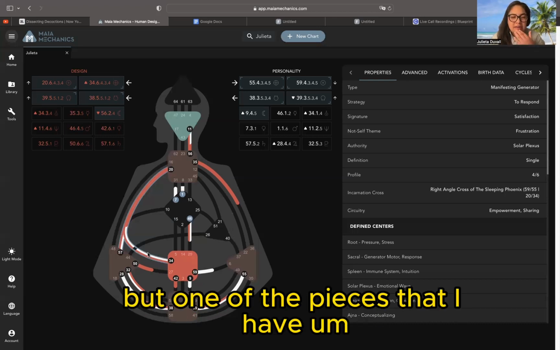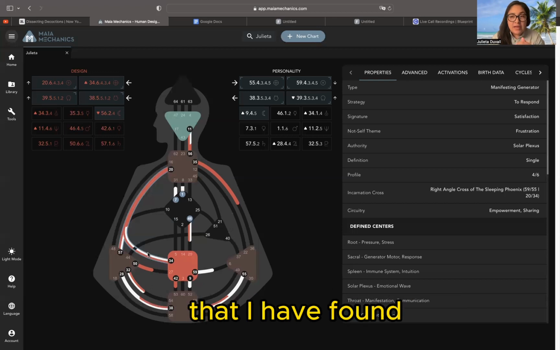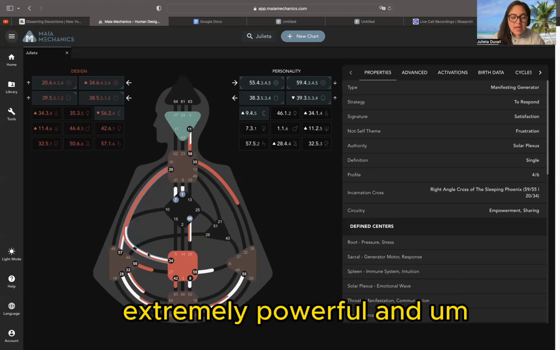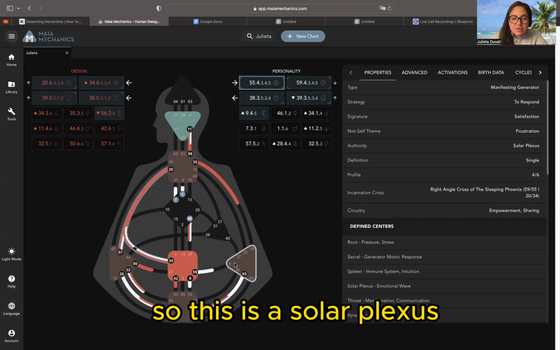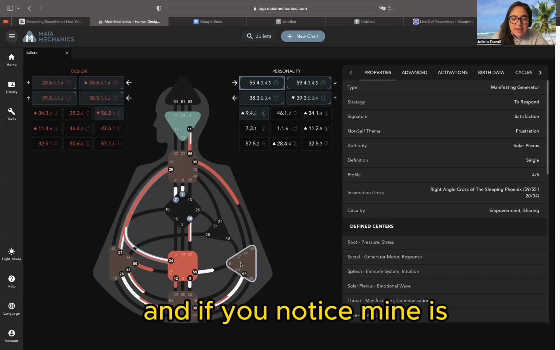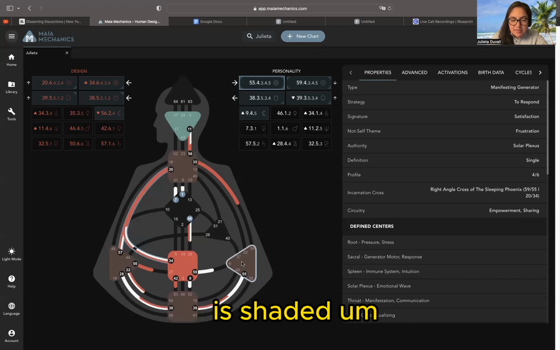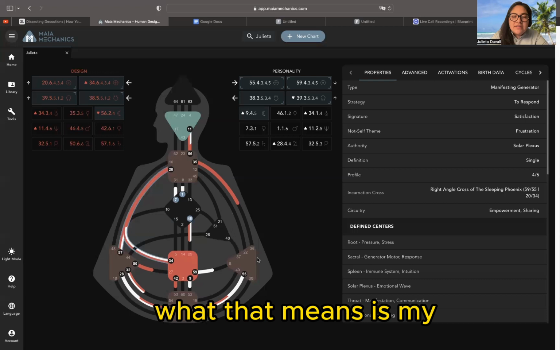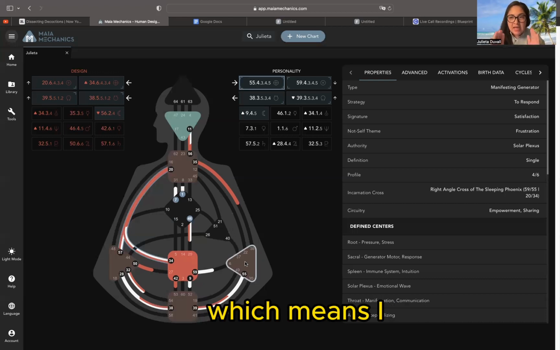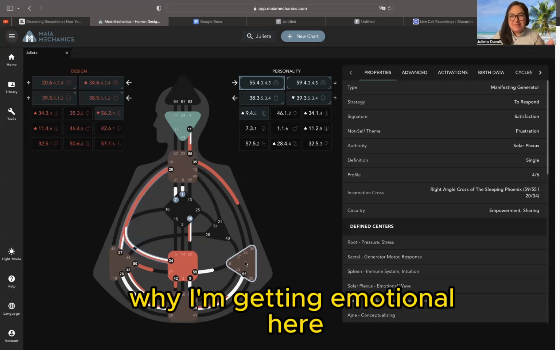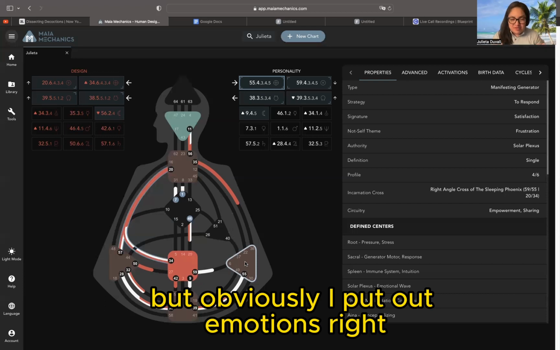But one of the pieces that I have found extremely powerful is the emotional center, the solar plexus. So this is the solar plexus, and if you notice, mine is shaded with this brown color. What that means is my solar plexus is defined, which means I put out emotions. I don't even know why I'm getting emotional here, but obviously I put out emotions, right?